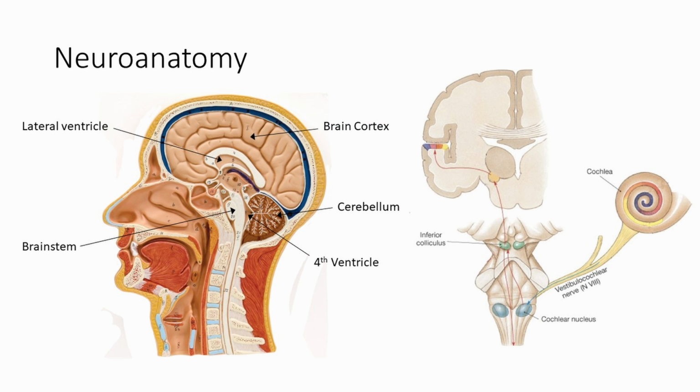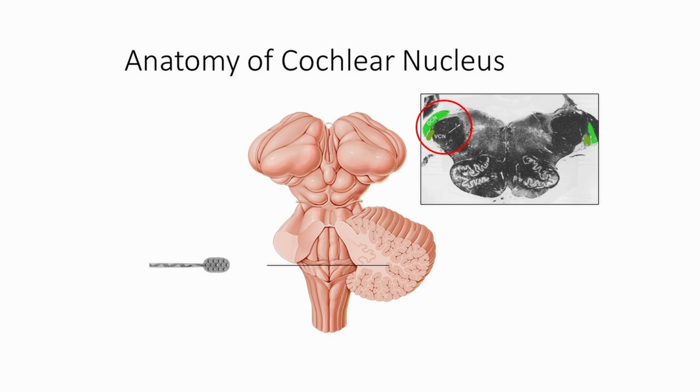Next slide, please. I'm not going to go into the neuroanatomy because it's really complicated, but the area of the brain that we stimulate with an auditory brainstem implant is just in the brain stem. And luckily, the cochlear nucleus, which is the area that we're stimulating, is quite accessible through a little opening in the side of the brainstem. So we can pass the electrode through that hole and put it in contact with the surface of the cochlear nucleus.